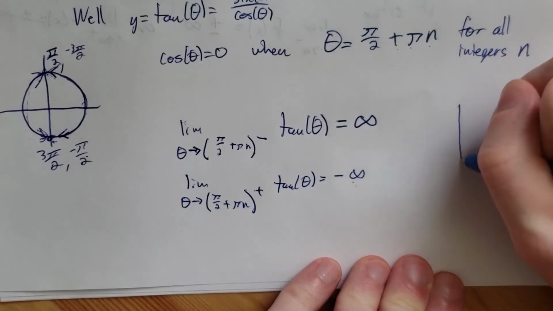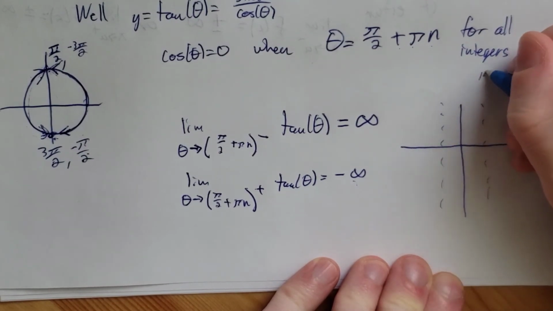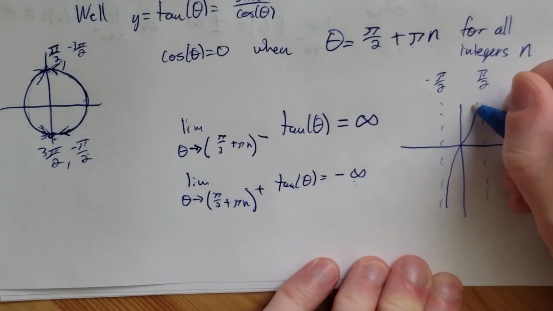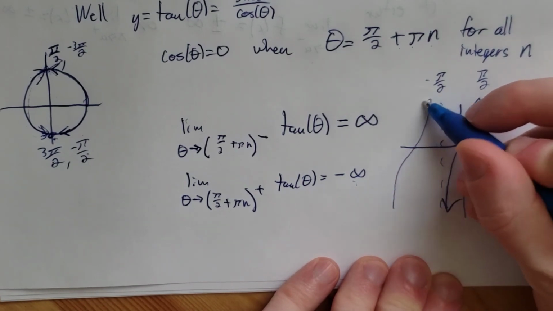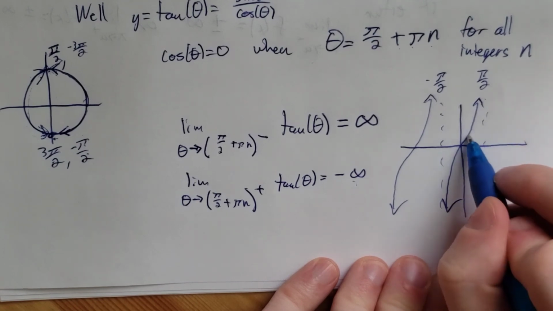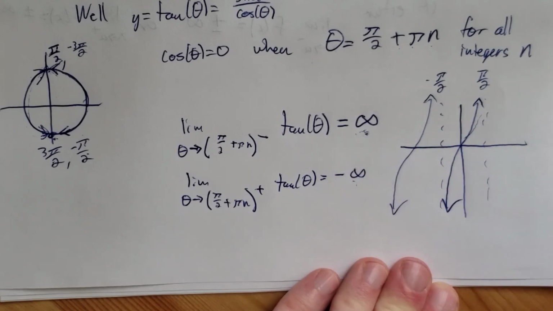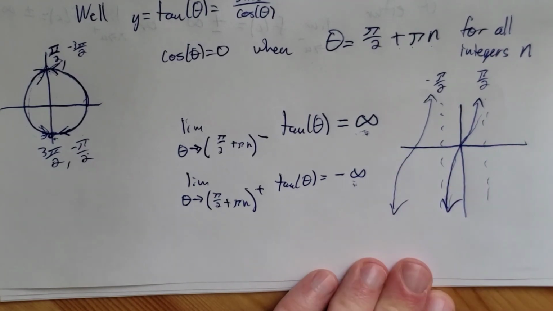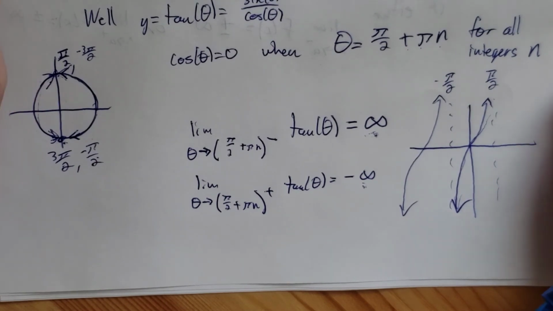And this checks out with our graph of the tangent function. Pi over 2, negative pi over 2. Tangent function looks like this. As we approach these values from the left, our y value goes off towards positive infinity. As we approach from the right, we see that our function goes down towards negative infinity. All right. And that will end our video on vertical asymptotes.